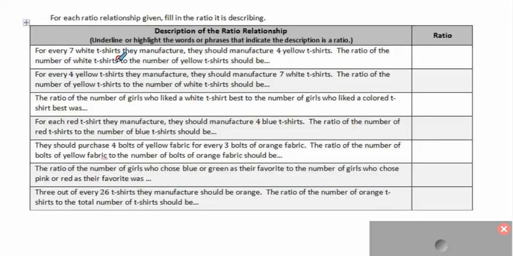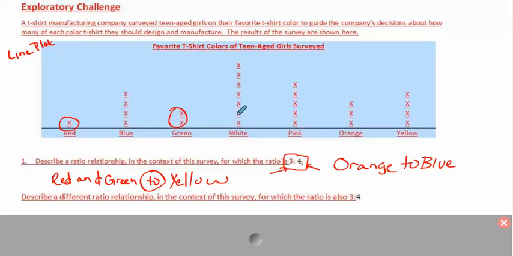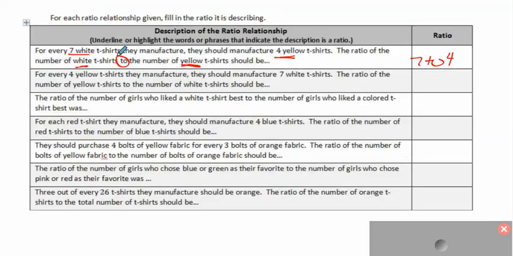Ooh, see that word to? So white to yellow. White to yellow. You can look in the wording, white to yellow. You can simply look at it right there. Or you can go back, white t-shirts, 1, 2, 3, 4, 5, 6, 7, to yellow, 1, 2, 3, 4, okay? I think it's just easier to do it here.